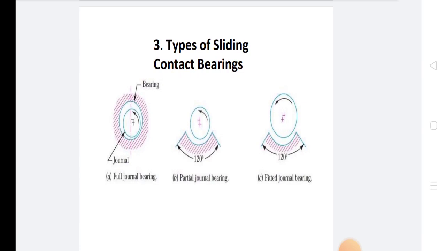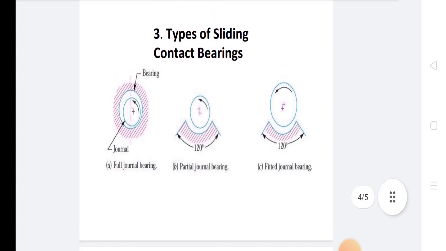The ball bearing has six types: single row deep groove ball bearing, single row deep groove ball bearing with notch, self-aligning bearing, double row deep groove ball bearing, thrust ball bearing, and angular contact bearing. In roller bearings, there are cylindrical roller bearing, spherical roller bearing, taper roller bearing, and needle roller bearing. After this, we discuss the types of sliding contact bearings.